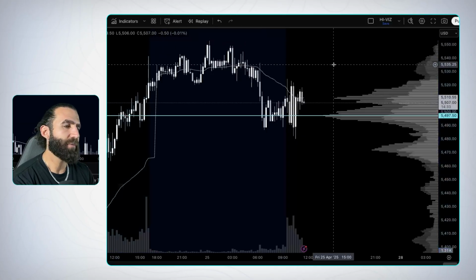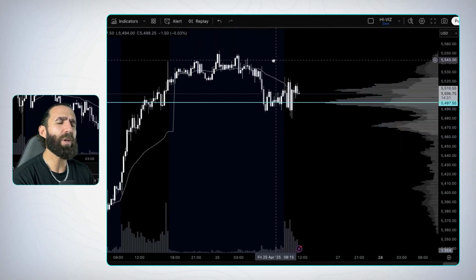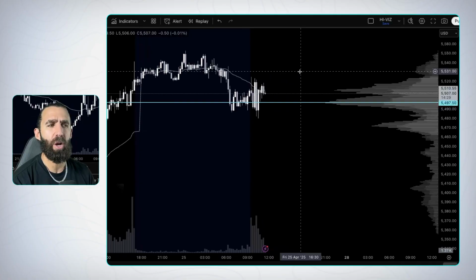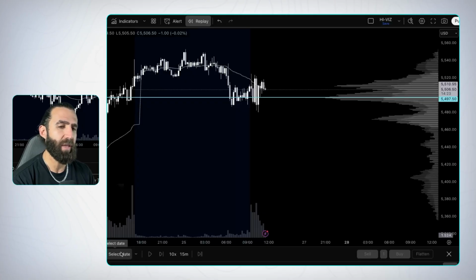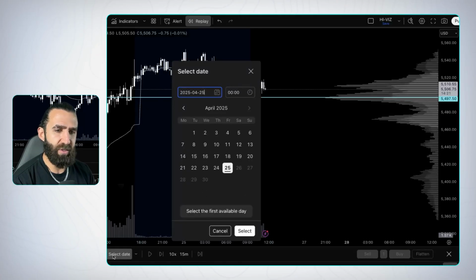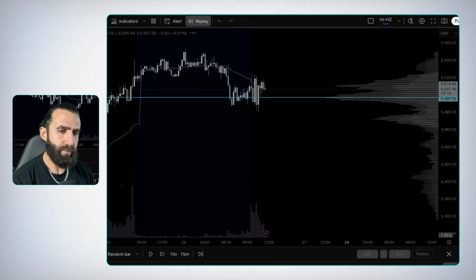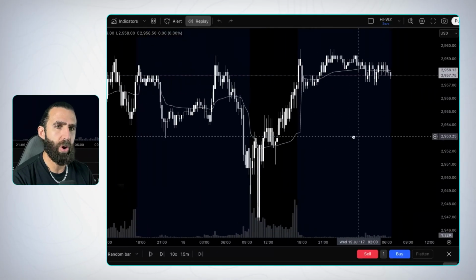Let's go ahead and throw TradingView in replay mode. I said I was going to backtest, but I think what I'm going to do here is just mark out some of these zones with you guys on a random day and watch how price reacts to them or doesn't react to them, right? So let's not select a day. Let's go random bar here on the 15-minute chart.